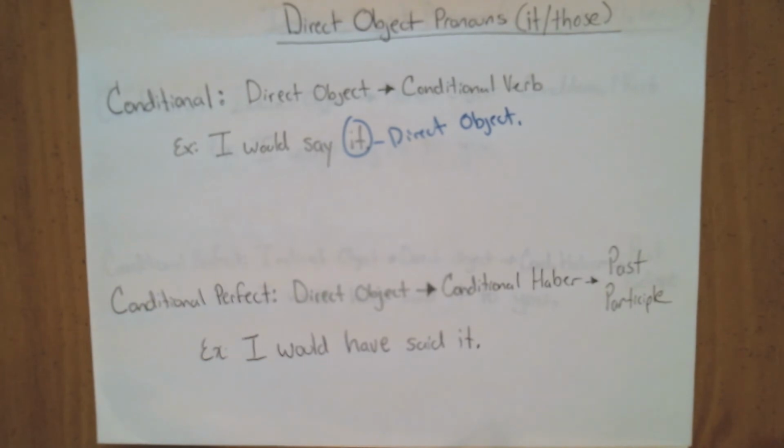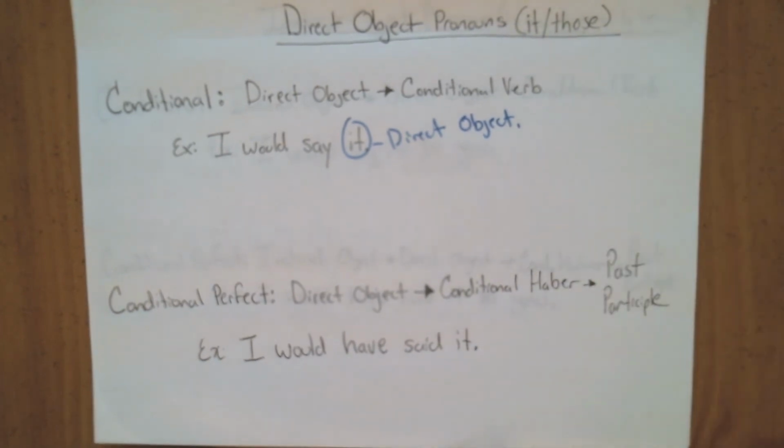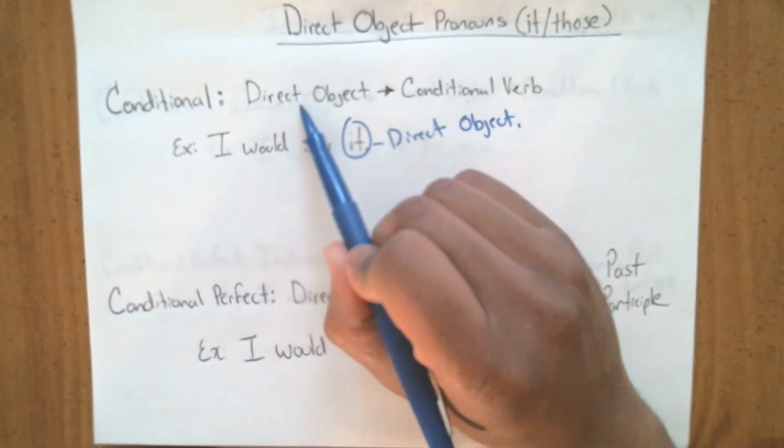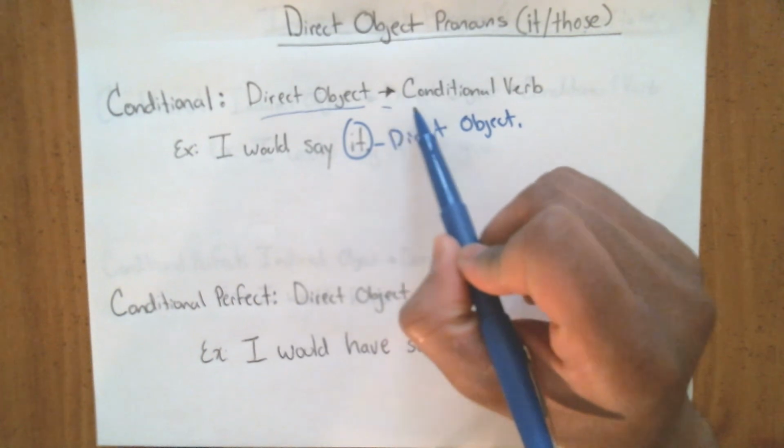If I were to say, I read the books, the books are what were being acted on, and so the books is the direct object. But if I were to try to speak for short and say I read them or I read those, them or those would be the direct object. Just to make sure you understand what a direct object is in a sentence. It's the it or the those, the thing that is being acted on in the sentence. So, whenever you have a case where you have an it or a those in the sentence, or something like that, a direct object, your direct object pronoun always comes first and then your conditional verb.